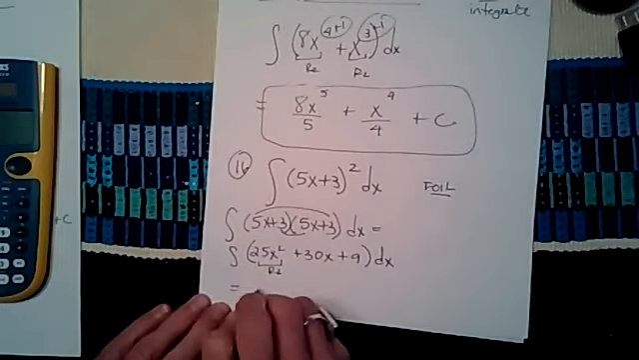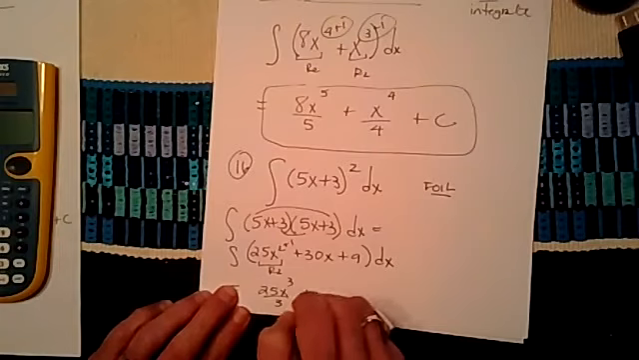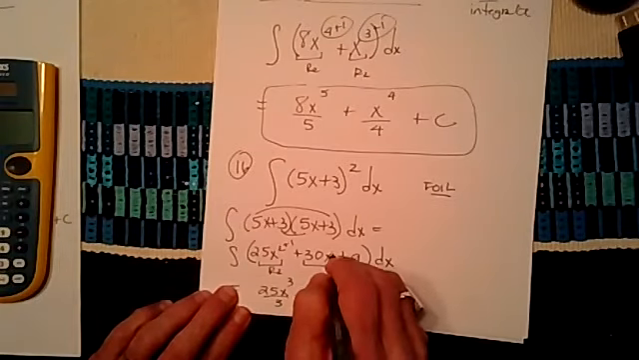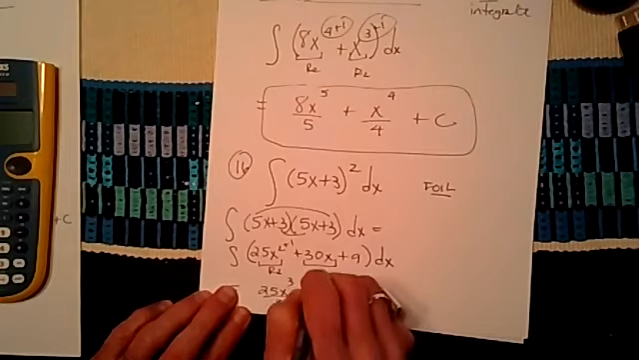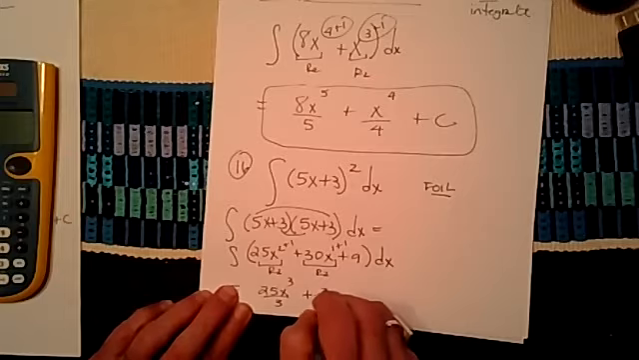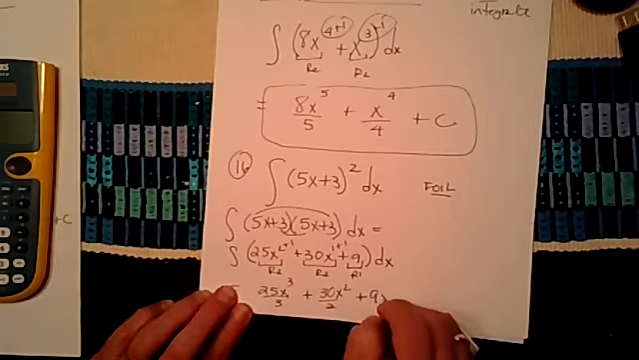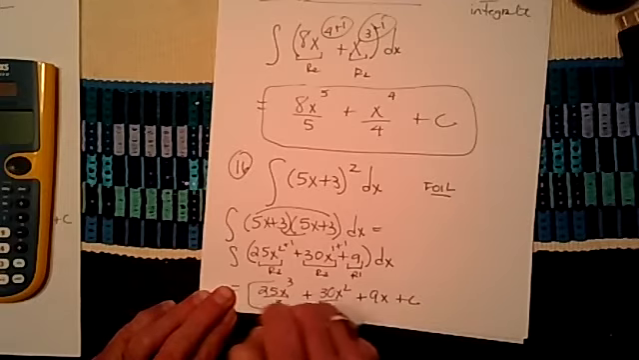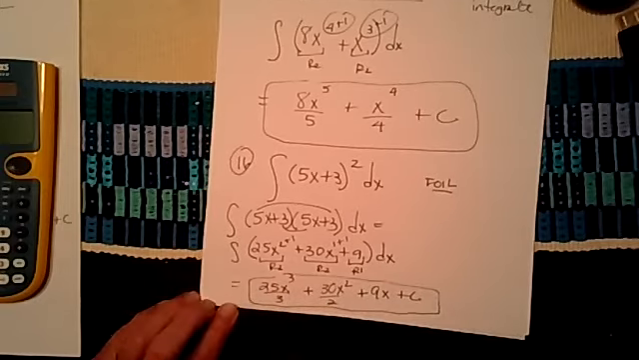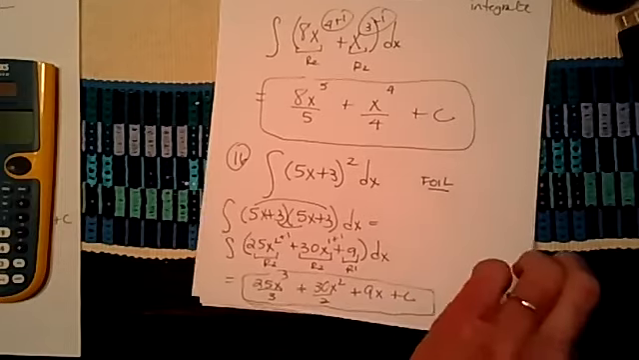So that is 25x, my new exponent is 3, divided by 3, plus, that's also an x with a, not a -1 exponent, so that's rule 2. There's an understood 1 there, so when I add 1, I get 30x squared over 2 plus, and this is just a constant, so that's rule 1, 9x plus c. And you can simplify that middle term if you want, but you certainly don't have to. Okay? So just make sure you read the directions.